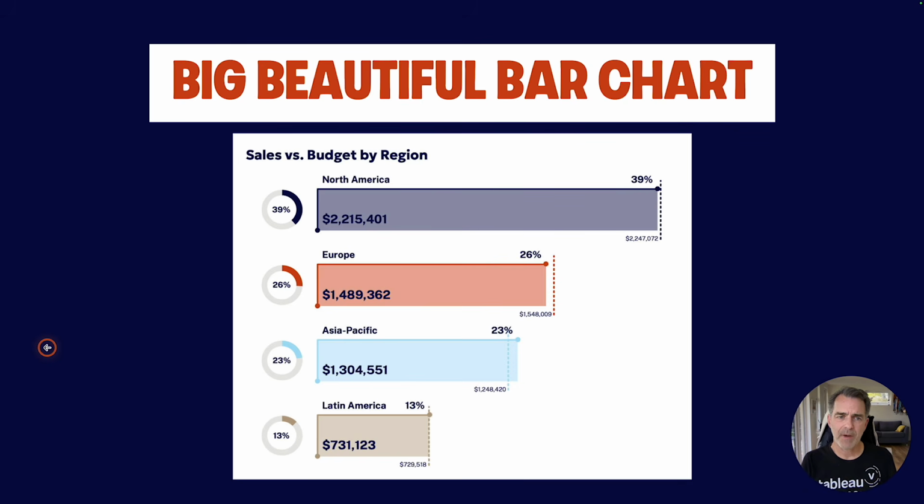Now, if you want to add the pie chart to the left of this, you're just going to continue to make different points. You'll create a point for the pie, and you'll use the same point again for the circle. And there you have it. You now know how to create a big, beautiful bar chart.